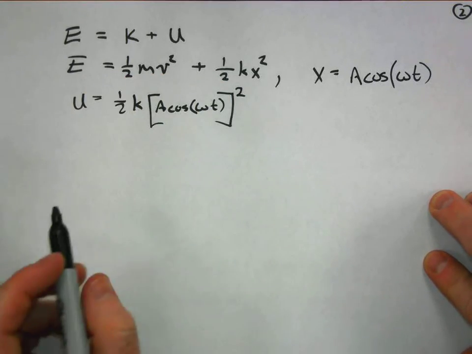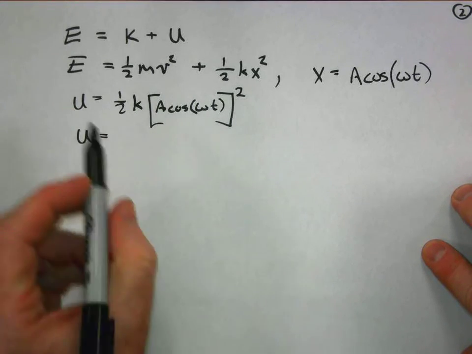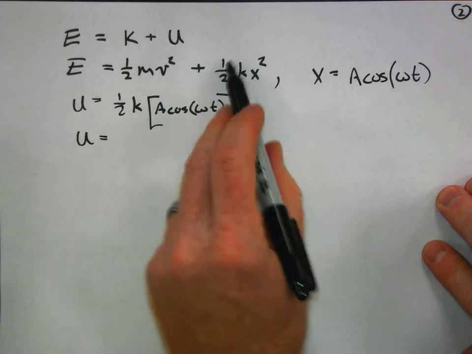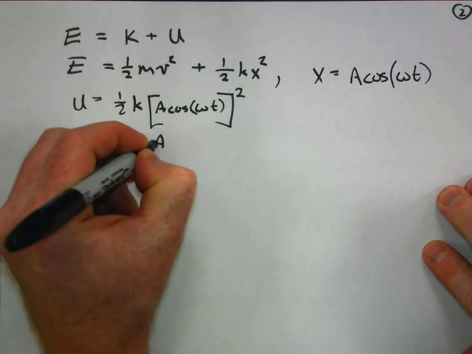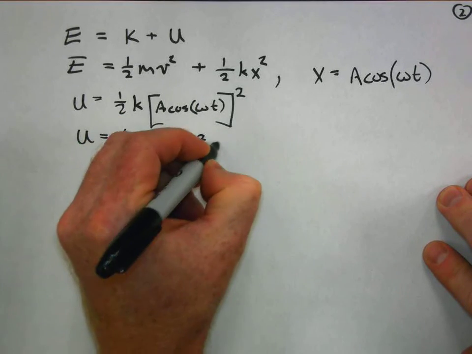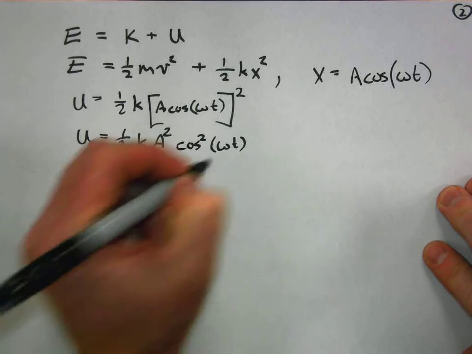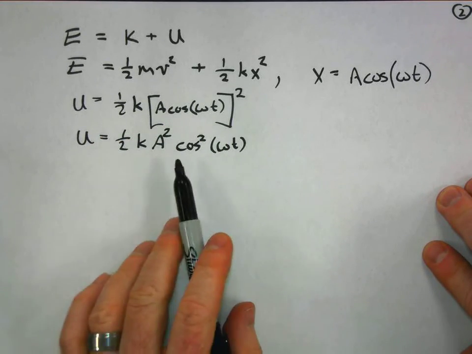Don't forget the exponent. So the potential energy of a mass on a spring, just the potential side, just this little bit, comes out to 1/2 k a squared times cosine squared of angular frequency times time. Okay, fair enough. But check this out.